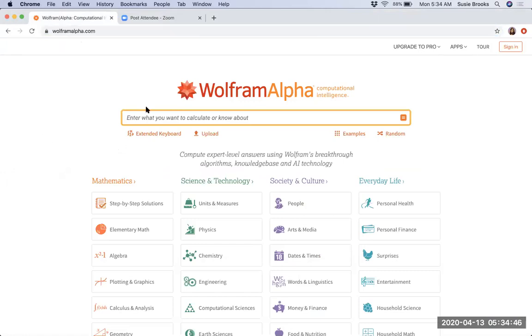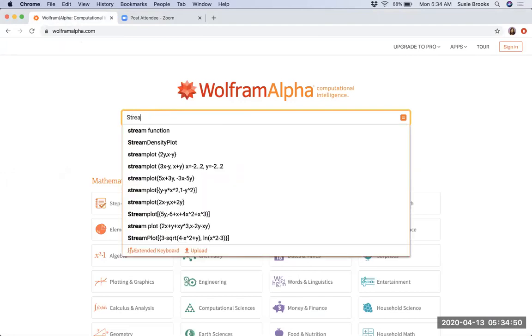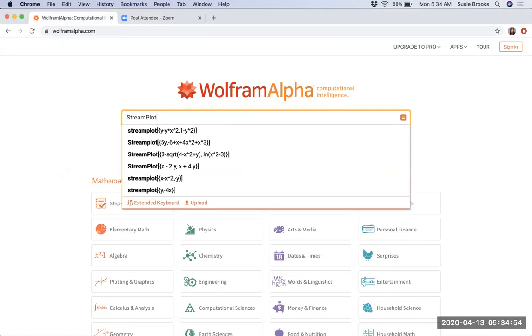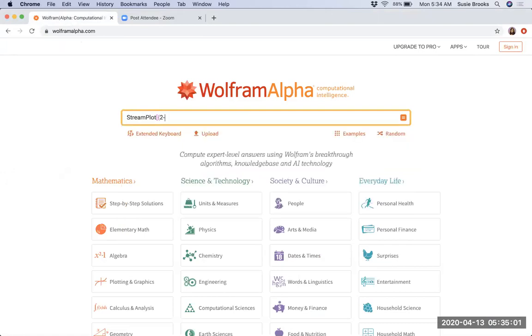It's just a free website that you can use, and I'm going to enter in exactly that code from the notes. So StreamPlot, again, capital S, capital P, square bracket, and then curly braces and list your DEs. So 2 minus 4x minus 15y, comma after the first DE, 4 minus x squared, close your brackets, and then commas to separate your lists.